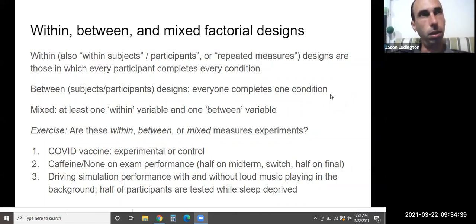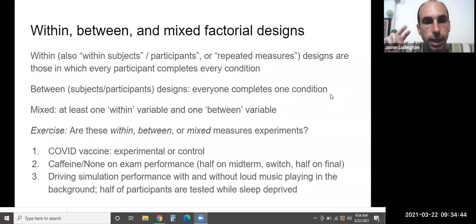So maybe not all possible conditions, but there's going to be 2 measures and 4 conditions. I mean, each participant is going to participate in 2 conditions and be measured twice. But between all of the subjects, there's going to be 4 possible conditions that are being studied and measured within the study. So that's the mixed.